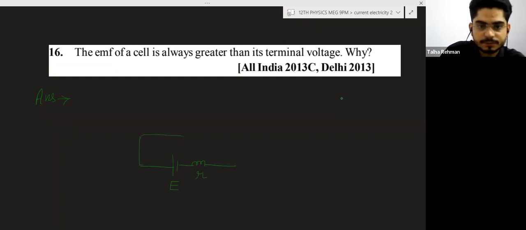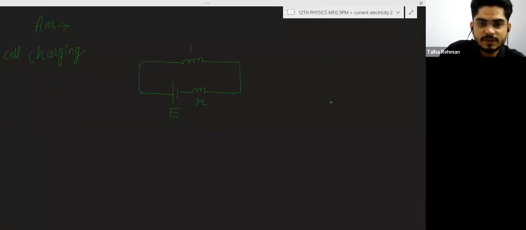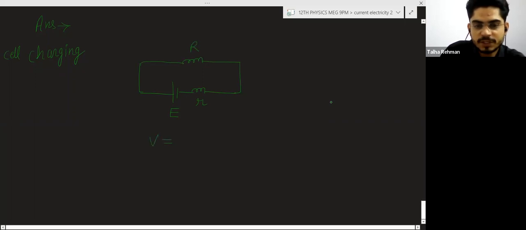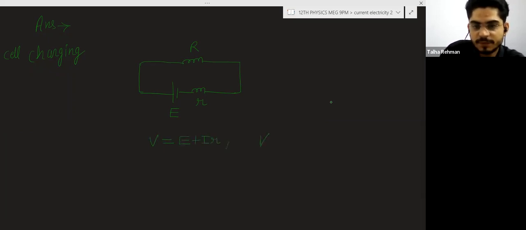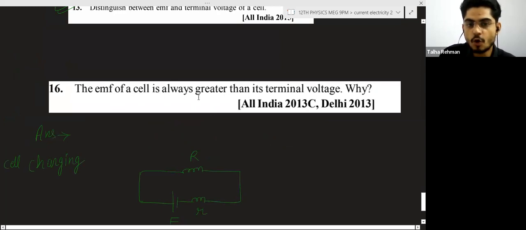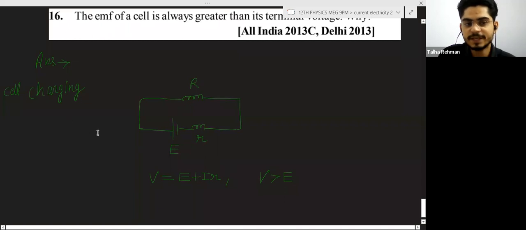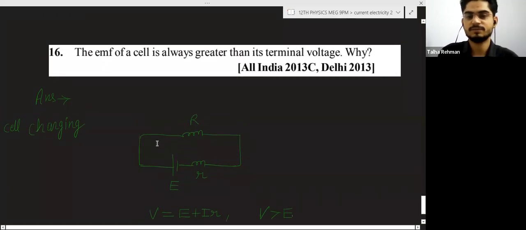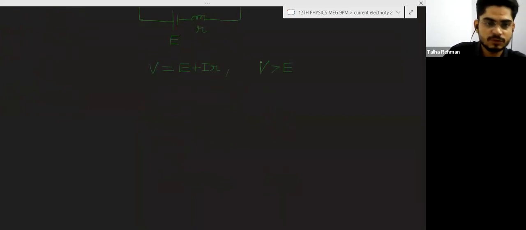And this is the resistance r. Suppose this cell is charging. And here is the external resistance connected. So what I have told you, what is the potential difference when the cell is charging? E plus Ir. So in the charging condition, the terminal voltage is greater than the EMF. So this statement is not true. They are saying always greater than the terminal voltage. Not always. In case when the cell is charging, then terminal voltage will be greater. But this is true only when the cell is in discharging condition. So cell is discharging.